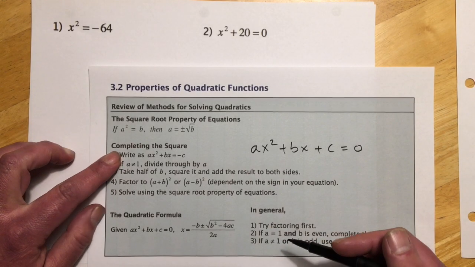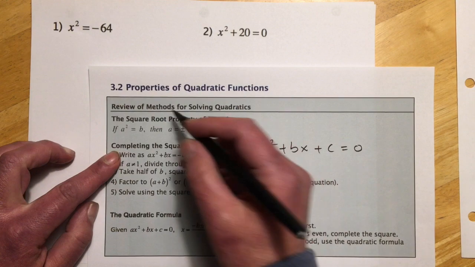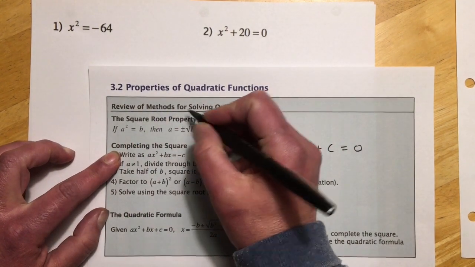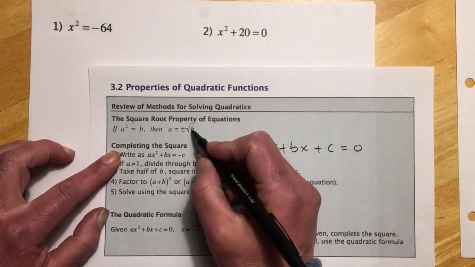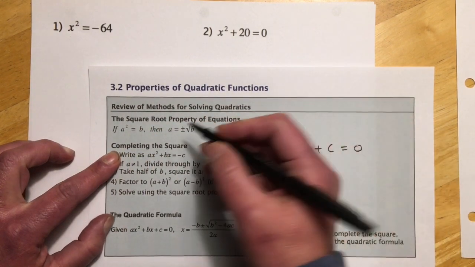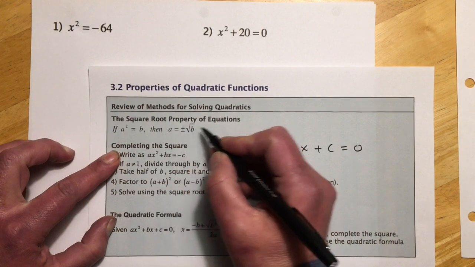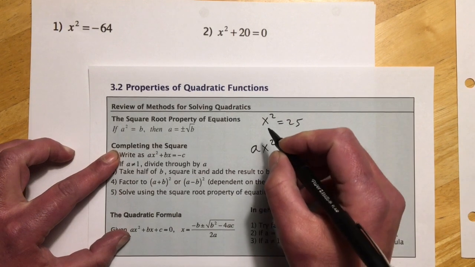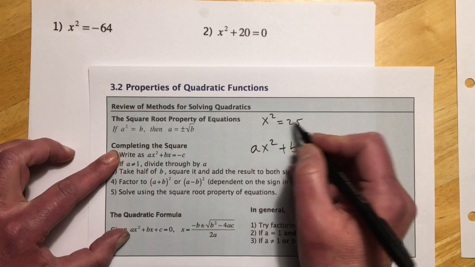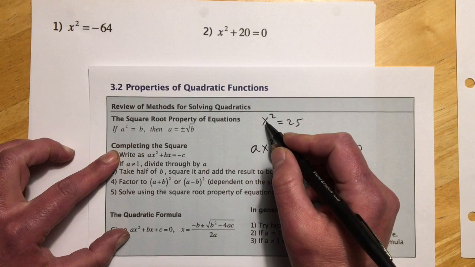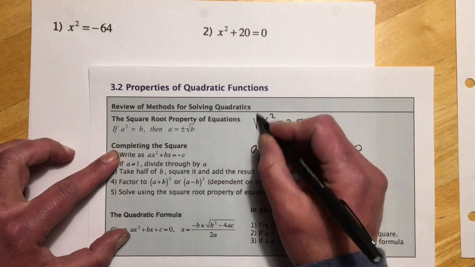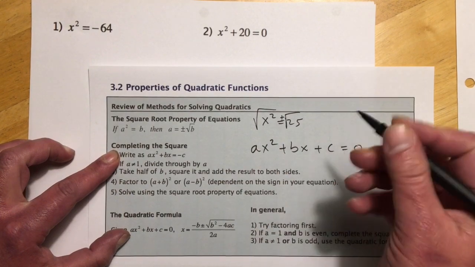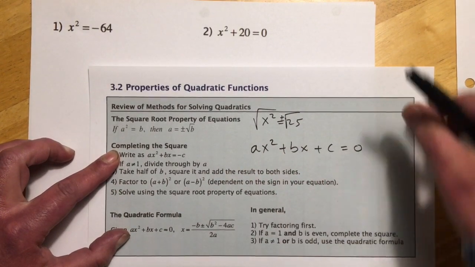Okay, so first up we have the square root property of equations. That says if I have a square equals some value, I can take the root of both sides to undo the square, and that solves the equation essentially. This plus or minus is because, say I have x squared equals 25. So 5 times 5 would make 25, but negative 5 times negative 5 also makes 25. So when we apply a square root to both sides of an equation, we have to use plus or minus to account for there being two possible solutions.